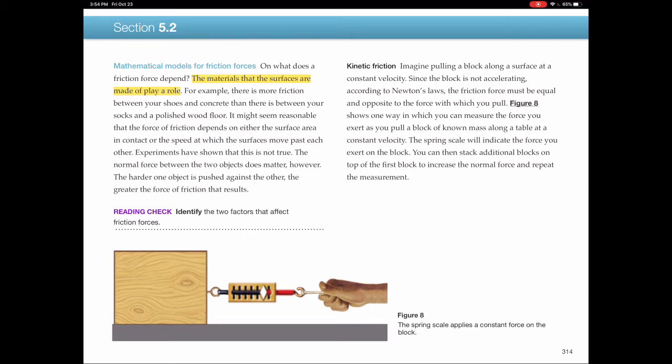Look at figure 8. Here's an experiment where we're pulling a block across a surface. If you were to stack additional blocks on top of this first one and repeat the experiment, you'd see that it would require more force to have the block move.